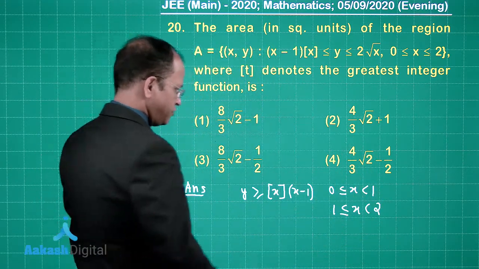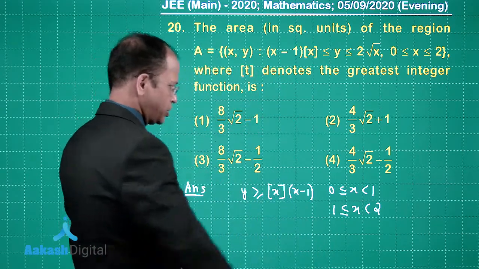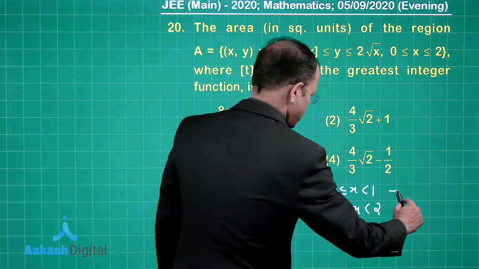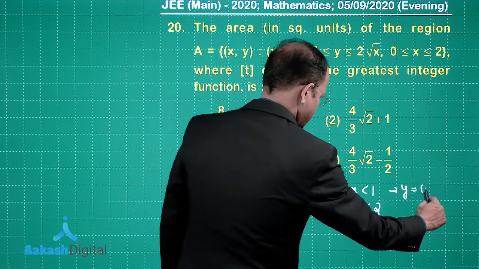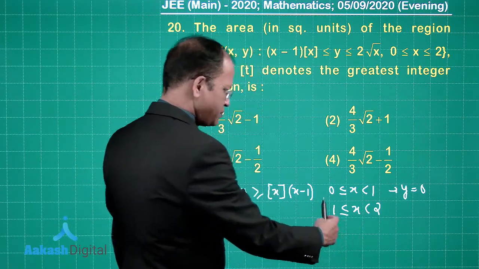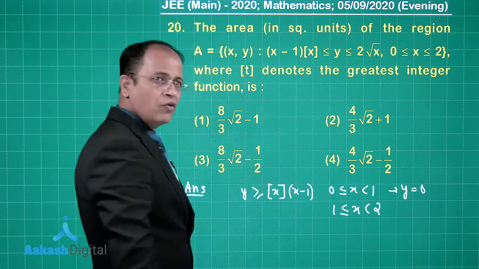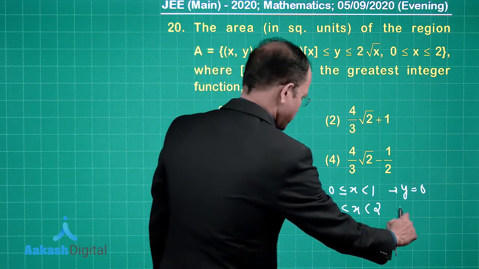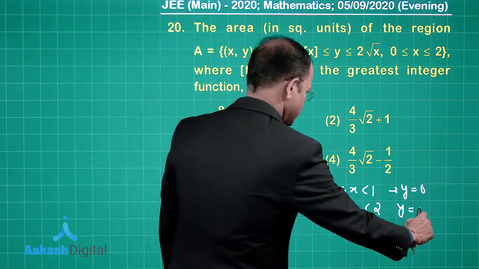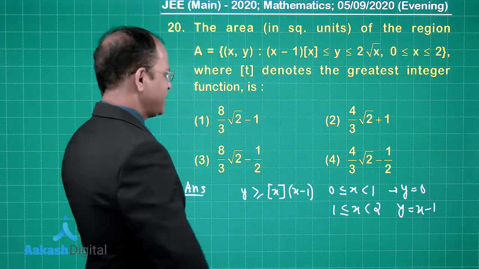So if I talk about these two domains, between 0 and 1 the greatest integer will always be 0, so this is going to be y is equal to 0. And for x which lies between 1 and 2, and it can also take 1, the greatest integer is going to be 1 only. So what we can write is y is equal to x minus 1. Now what about the next one?